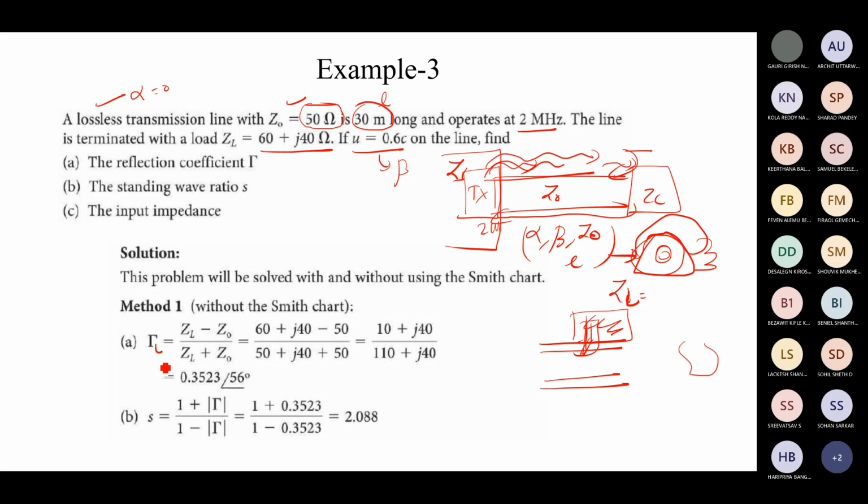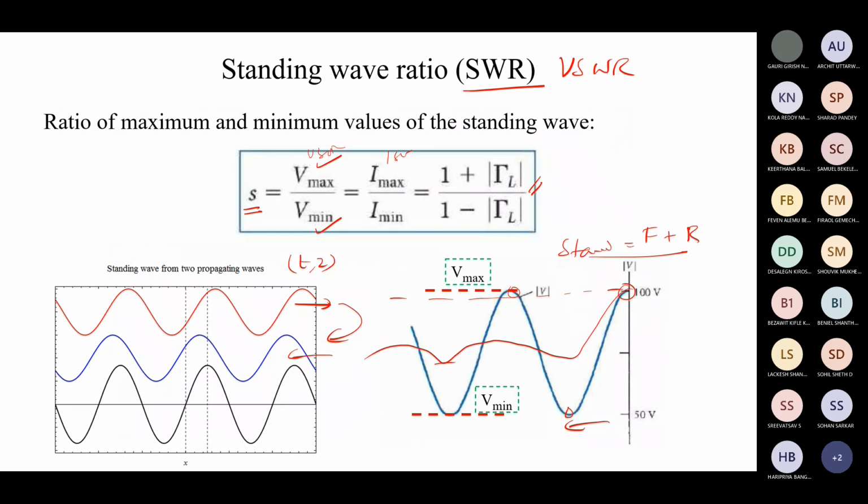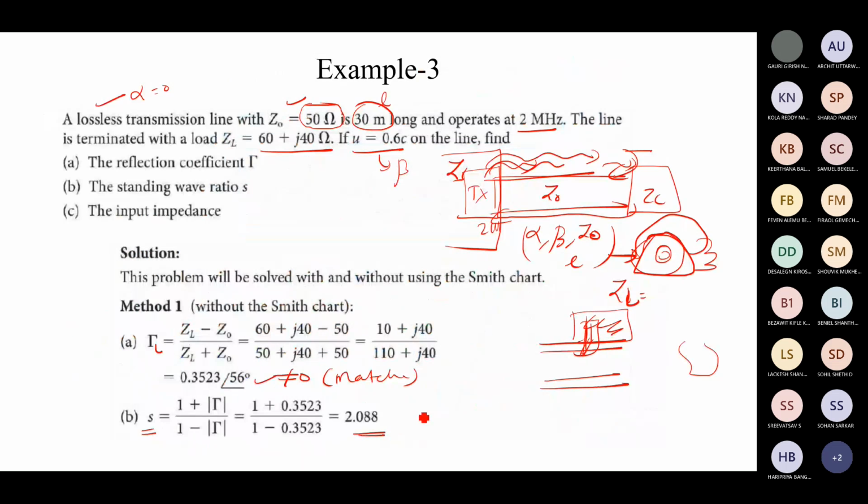First, the load reflection coefficient is calculated using this very simple equation. This value is not equal to 0, which means that it is not matched. In order to get matched, this value is supposed to be 0. Alternatively, this same gamma L can be defined in terms of standing wave ratio, S. So using this formula, it is calculated. This value will be generally greater than 1.